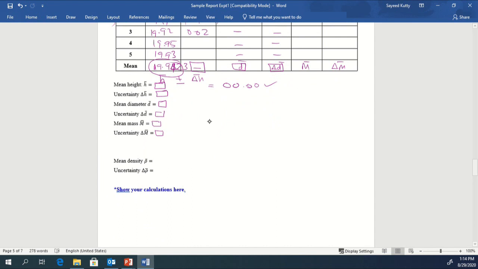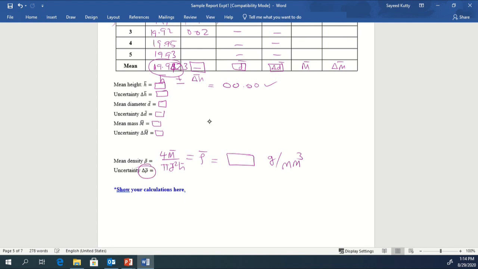Now, here comes the density part. How will you calculate the mean density? Of course, you know that the mean density is 4m by pi d square h. That means the mean value of the mass is there, the mean value of the diameter is there, the mean value of the height is there. So you will get the mean density. Of course, your value will be in gram per millimeter cube.